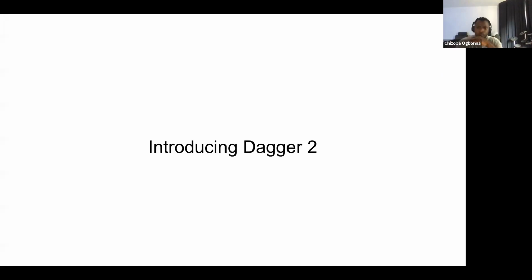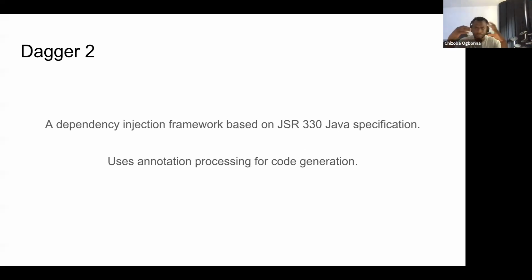So let's try to look at Dagger now. Dagger is actually based on the JSR 330 specification. I will show what the spec looks like in the next slide. And Dagger uses code generation. It's heavy on annotations, and what that means is that those annotations get interpreted, and the Dagger compiler is used to generate some code for you. That is the entire concept behind it. It's a JSR 330 spec, and it uses code generation.